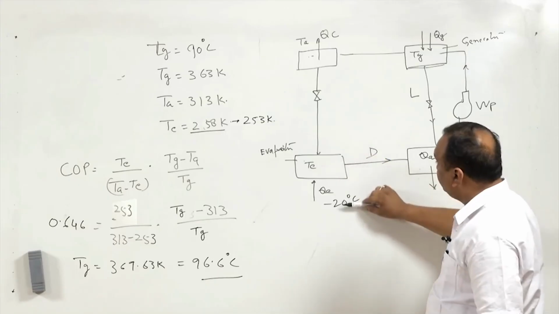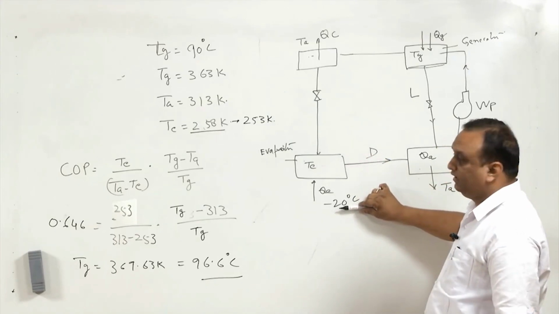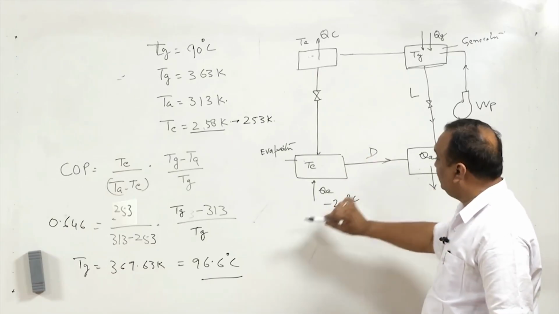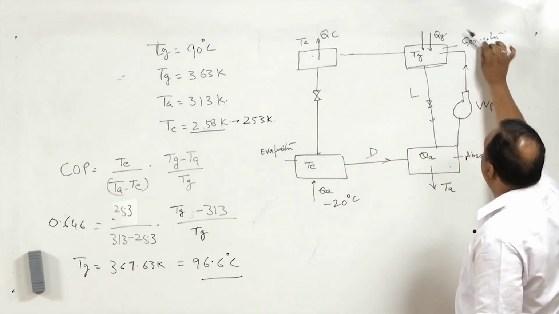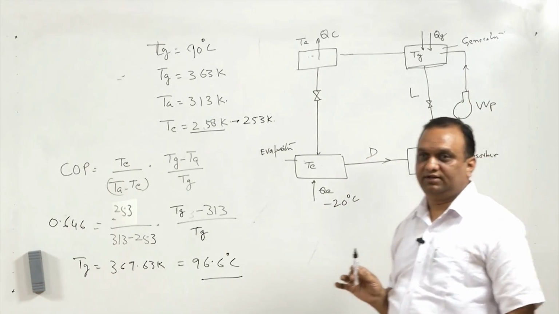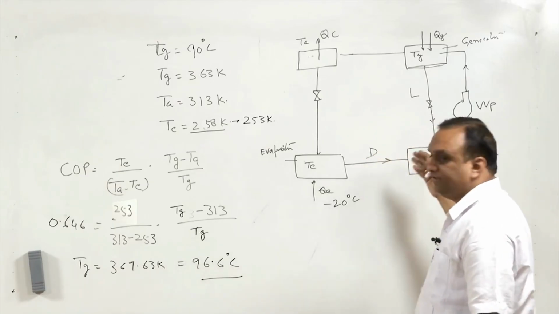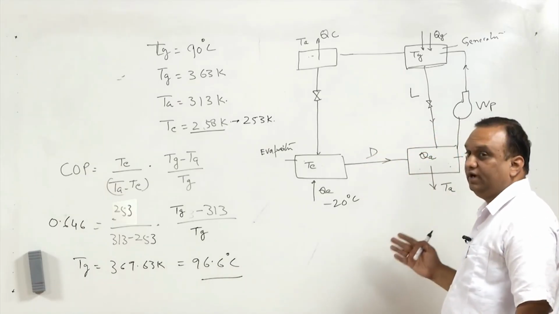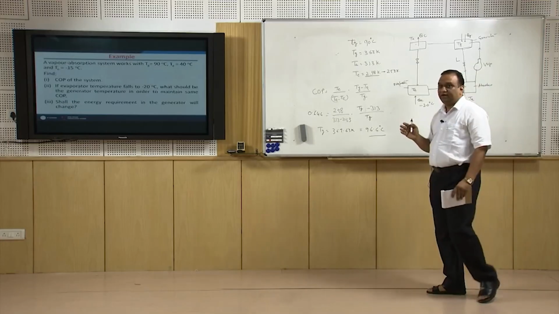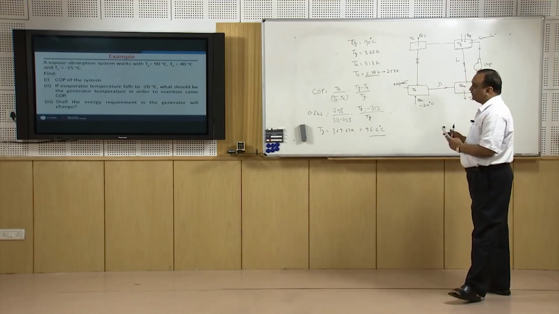So in this absorption system, if we reduce the temperature of evaporator, in order to maintain the same COP, we will simply have to increase the temperature of the generator. So it can be easily compensated, because the COP can be maintained. This type of arrangement is not possible in case of vapor compression systems.